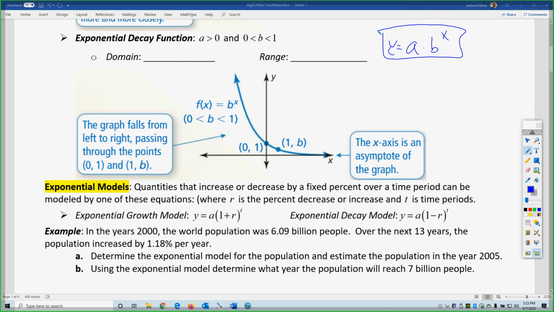So the domain and range does not change. You can go forever left, forever right. Either way, no matter what you plug in for x, you can't get 0 and you can't get negative. So that's our domain and range. Okay, so we're going to do some models.